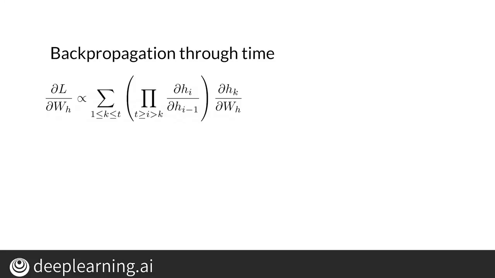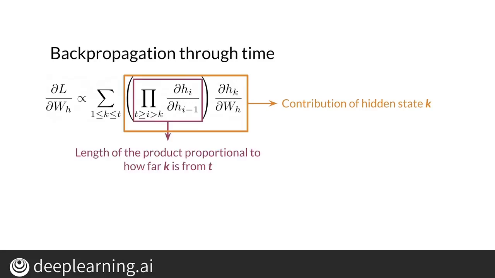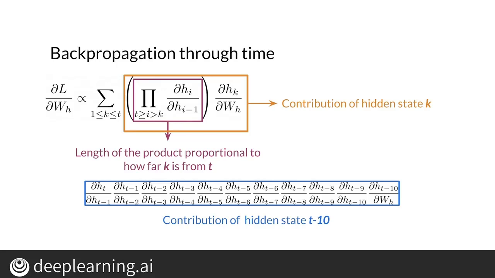Let's take a closer look at it. The term inside the sum, the product of partial derivatives, is the contribution of hidden states k to the gradient, and the length of the product sequence for each k is proportional to how far the step k is from the place where the loss is computed, in this step, t. So as you look at hidden states that are further away from the place where your loss is computed, the partial derivative products start to become longer and longer.